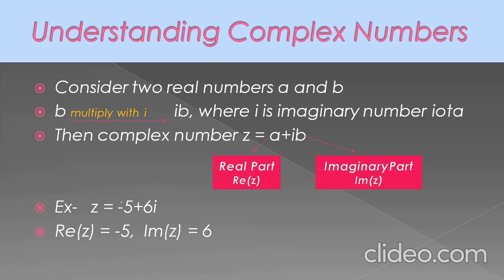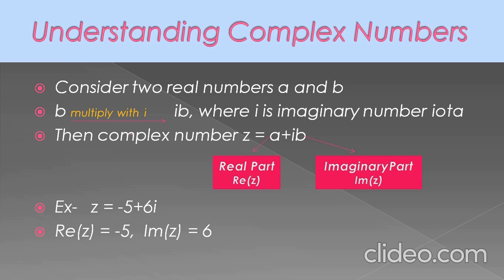Now next is understanding complex numbers. Now what is a complex number? For this we consider two real numbers a and b. Let a and b be two real numbers and we multiply b by iota. Then it will be iota b. Now it will become an imaginary number where i is the imaginary number iota. So iota b will be an imaginary number.